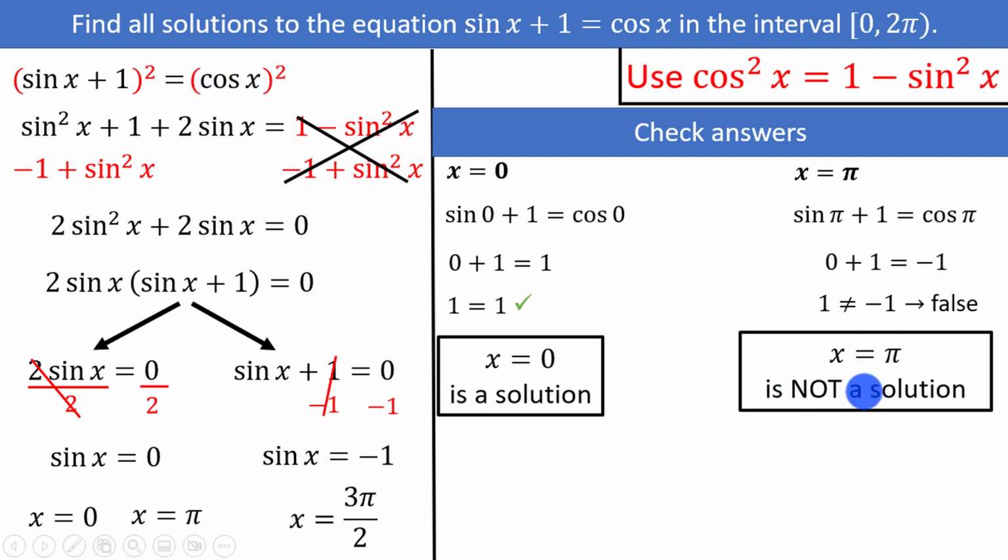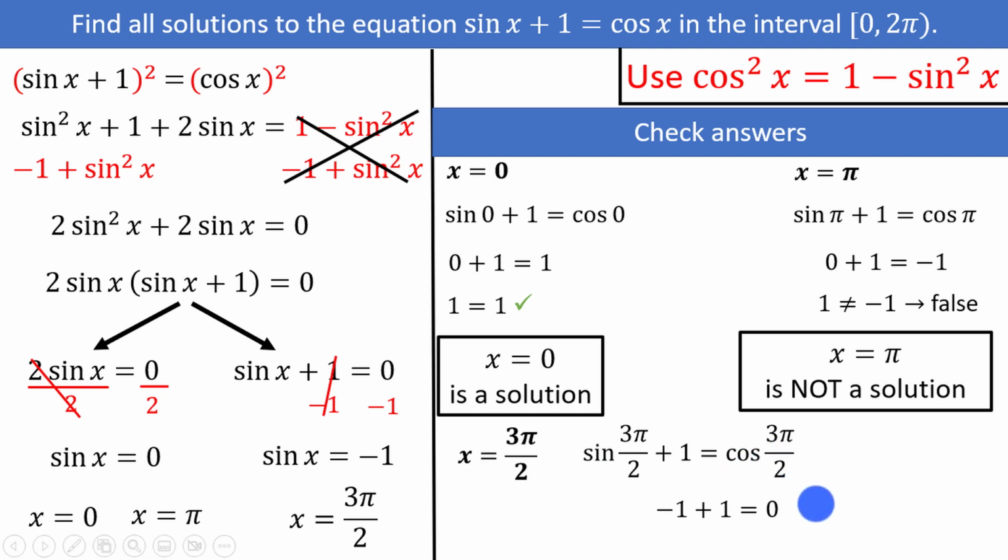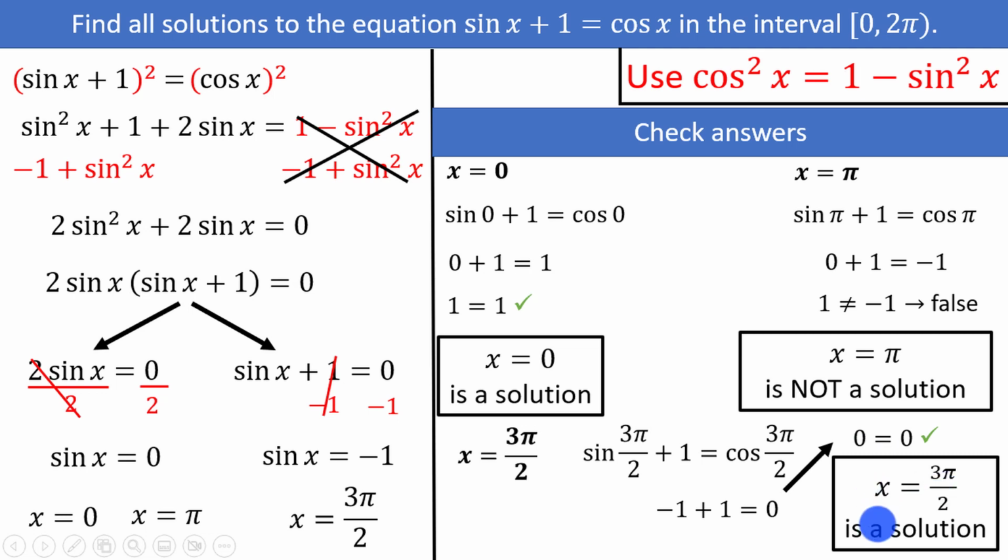Let's check our last answer of 3 pi over 2. We have sine of 3 pi over 2 plus 1 is equal to cosine of 3 pi over 2. Sine of 3 pi over 2 is equal to negative 1, and cosine of 3 pi over 2 is equal to 0. Negative 1 plus 1 is equal to 0, so we get 0 is equal to 0. This is a true statement, meaning that x equals 3 pi over 2 is indeed a solution to our original equation.